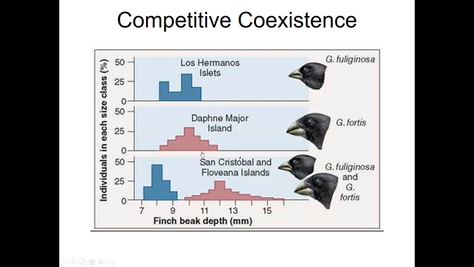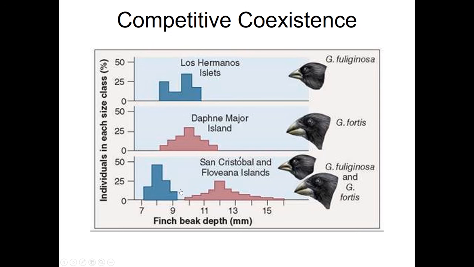Now, there are a couple islands where these species live together. So they're competing for the same resource of seeds. And here we see character displacement. We see that one of the species has shifted so that its average beak depth gets smaller, and the other species has shifted so that its average beak depth gets larger.